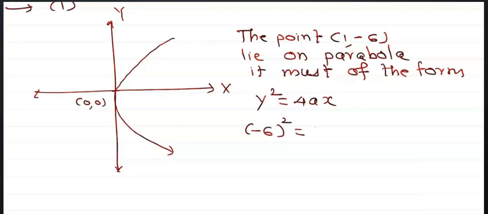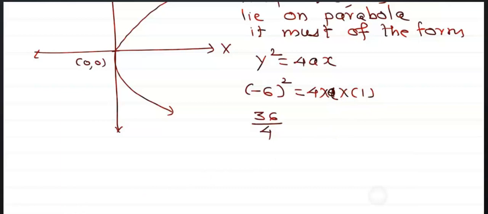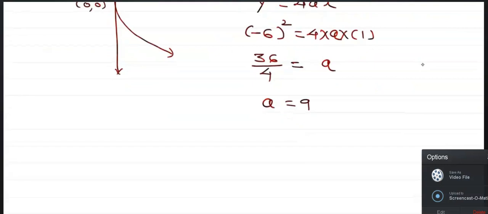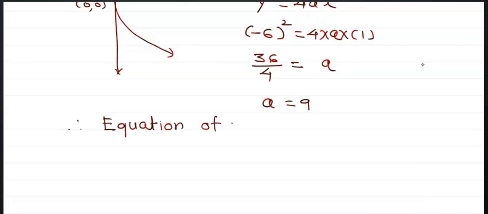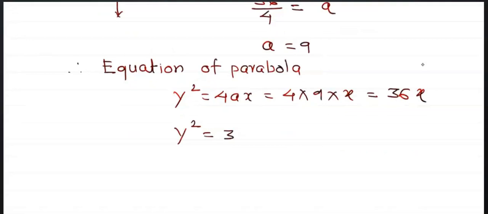Therefore that equation satisfies the equation of the parabola, that is (a − 6) square is equal to 4 into 1 into 1. Therefore, the value of a is 9. And hence the equation of the parabola, that is y square is equal to 4ax is equal to 4 into 9 into x, that is equal to 36x.